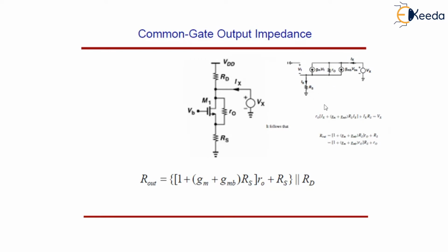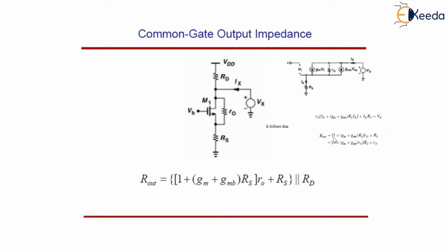The voltage drop across R0 will be equal to R0 into the current flowing through R0, which is Ix plus gm V1 plus gmb Vbs. And the voltage drop across all these branches, as all these branches are in parallel, will be equal to Rs into Ix, plus Ix R0 equals Vx. Solving this equation, we will get Rout equals this.